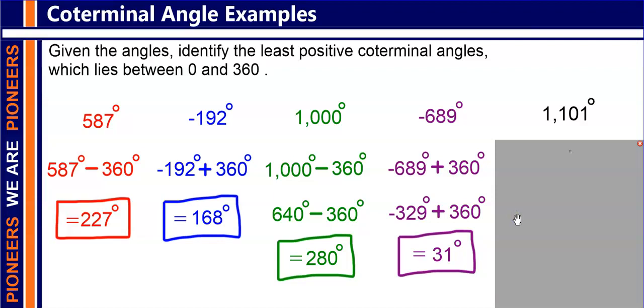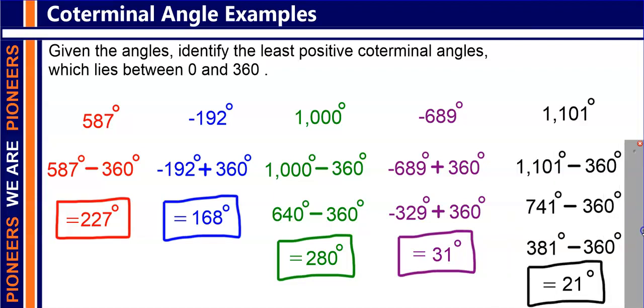Going back to the second example, 168 is in the second quadrant. The 280 is in the fourth quadrant, and then 31 degrees is in the first quadrant. As for the last one, 1101, we subtract 360 over and over again until we get to somewhere between 0 and 360. We had to subtract it 3 times, which is 3 complete rotations, and the final answer is 21 degrees. There you go. That's all there is to it.